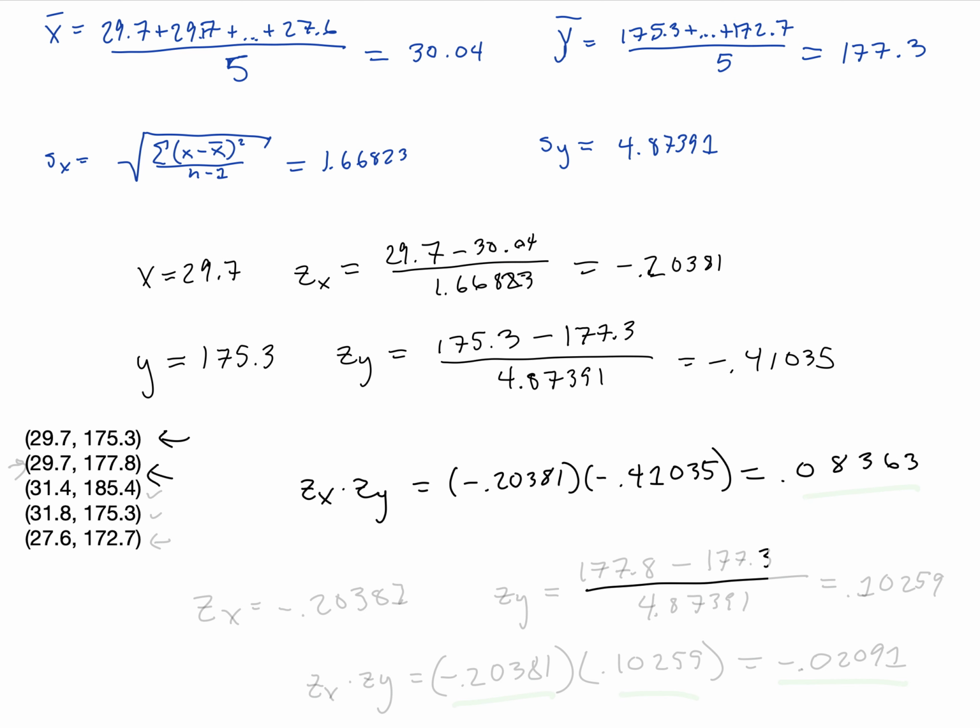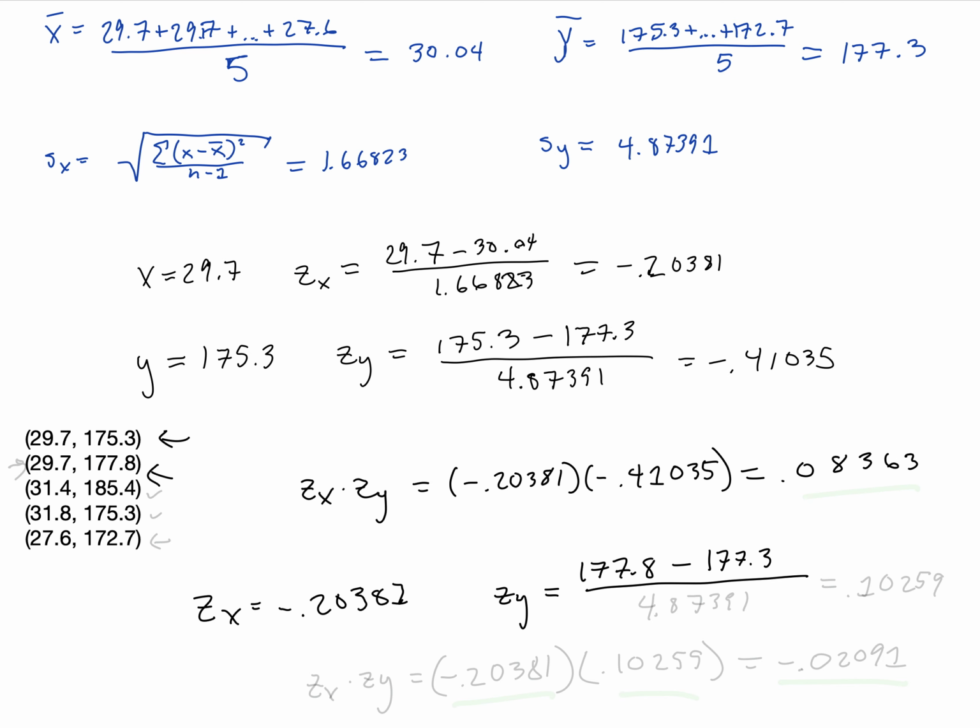Now for our second one, we see that z sub x is going to be the same thing. Z sub x, the z-score for 29.7, is going to be the same because x is the same. So that's negative 0.20381. And z sub y is 177.8 minus the mean for the set of heights in centimeters.